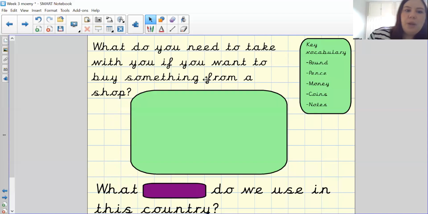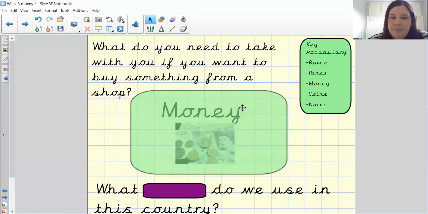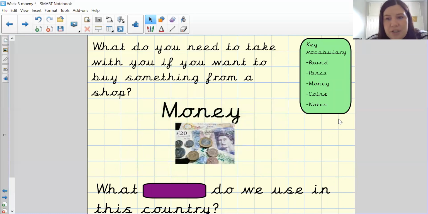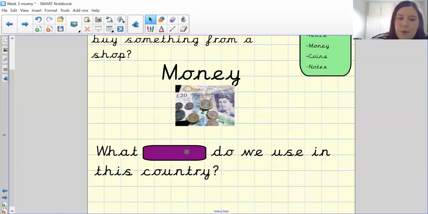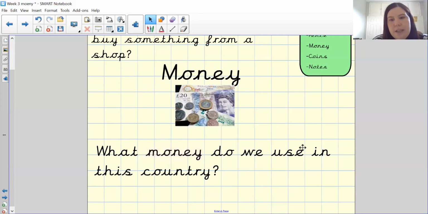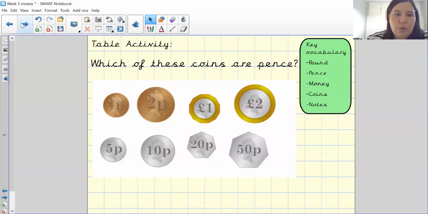Fantastic. So, what do you need to take with you if you want to buy something from a shop? You are correct. It is money. We can't just go into a shop and not have any money to pay for our shopping with. So, what money do we use in this country? In the United Kingdom, we use a certain type of currency, or money as we call it. Every country uses different values or types of money. So in the UK, we use British pounds. Your turn. British pounds, or sterling as they call it.